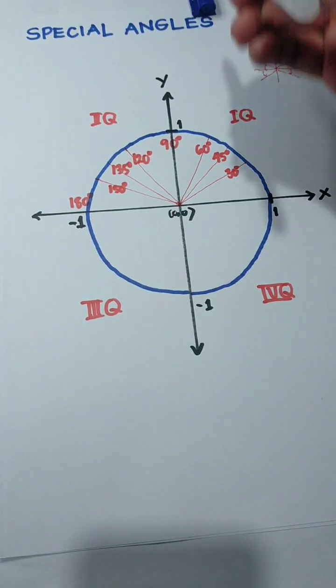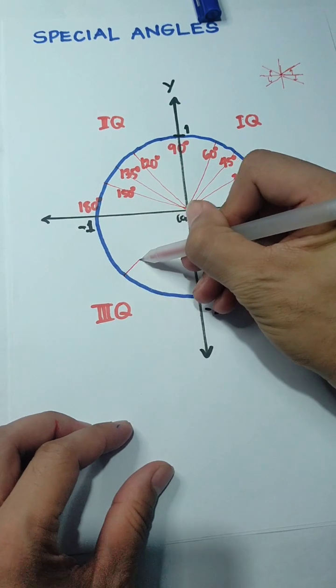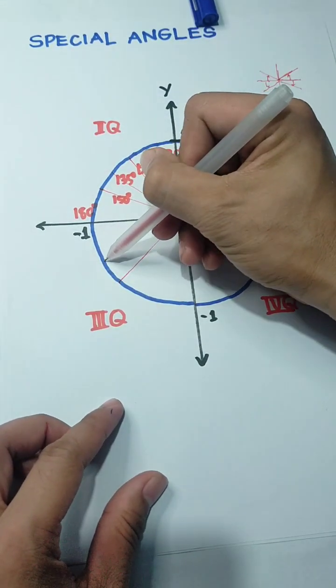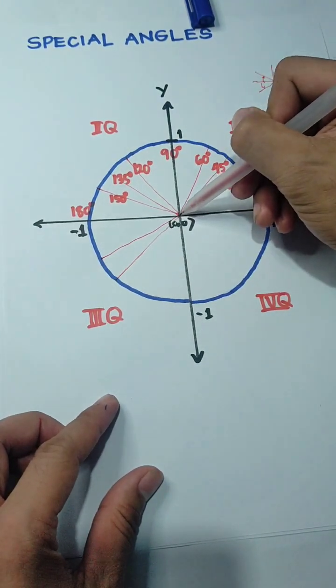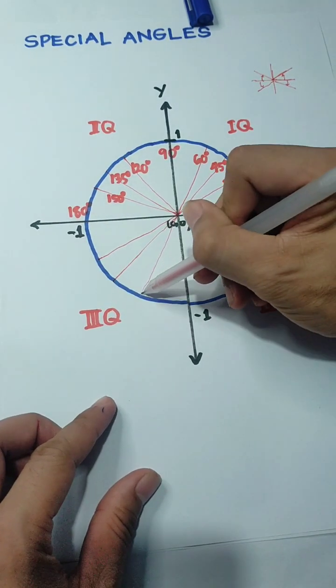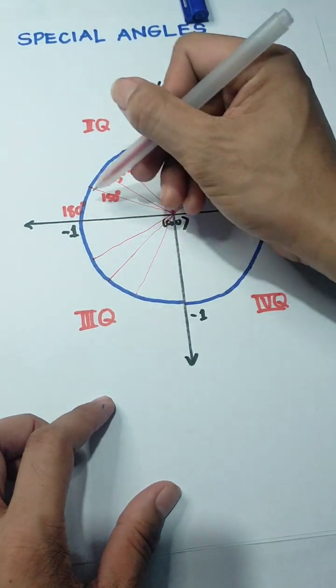And we do the same to the third quadrant. We draw the 45-degree angle here of its reference angle. That's 45. And then the 30 degrees. That's 30 degrees here. And then the 60 degrees of the fourth quadrant. Okay, there you go. Now, continuing our angles.